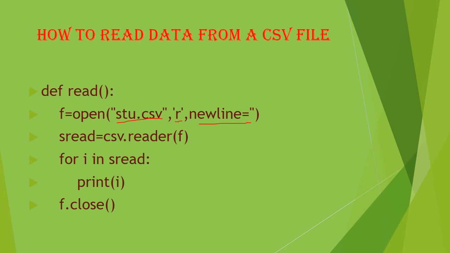Okay, now we have given a reader object. The speciality about the CSV file is that they need a reader object or a writer object. Then, as usual, it goes through the for loop for iterating repeatedly. So for I in S read, print I, so that it will read what is in the file stu.csv.